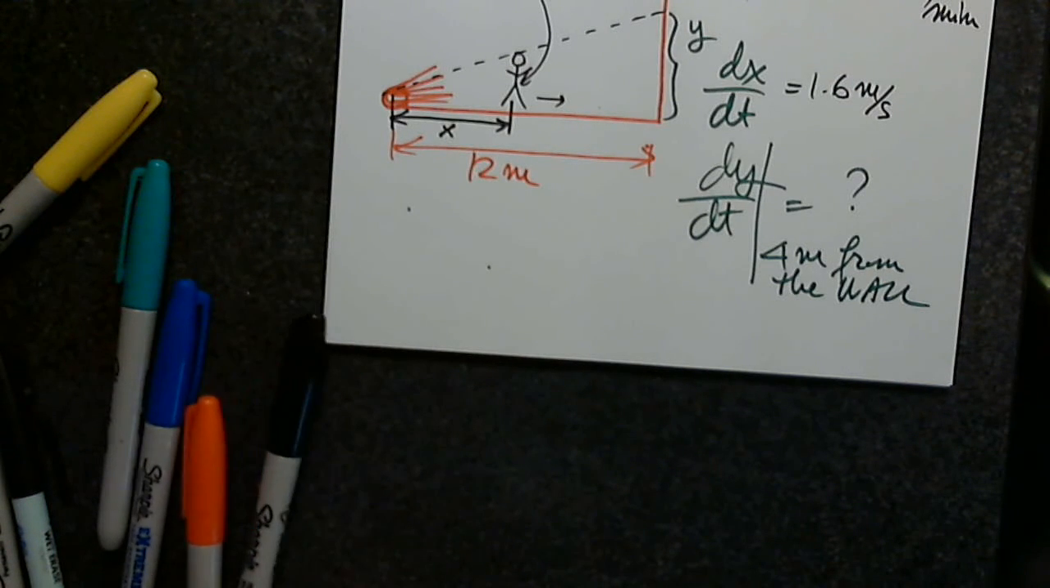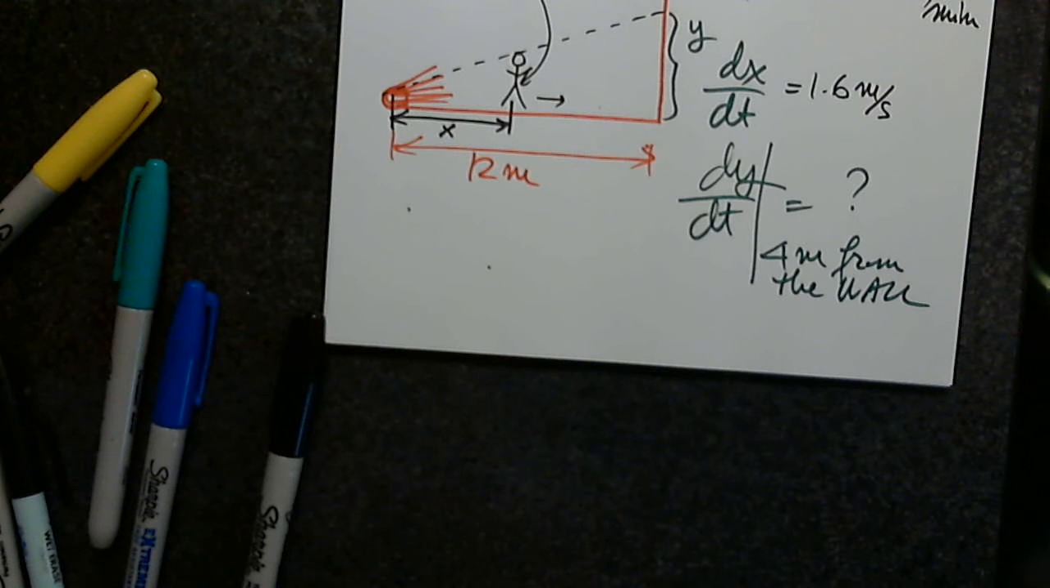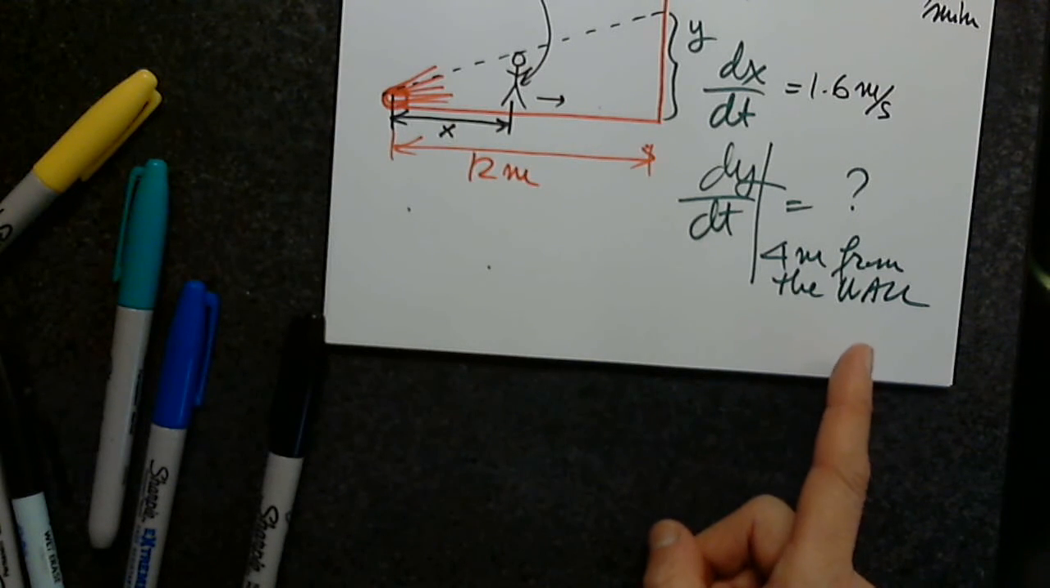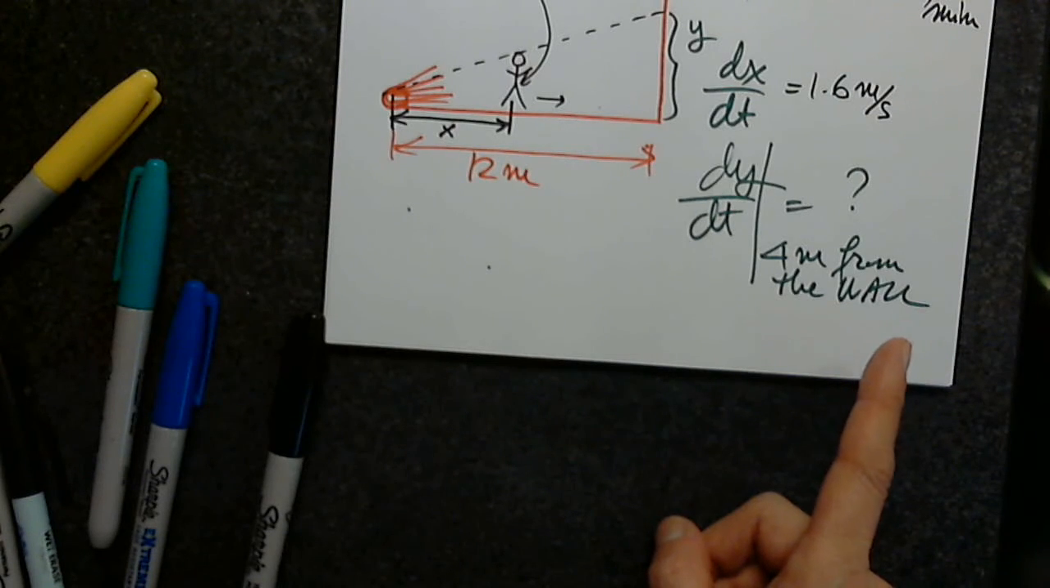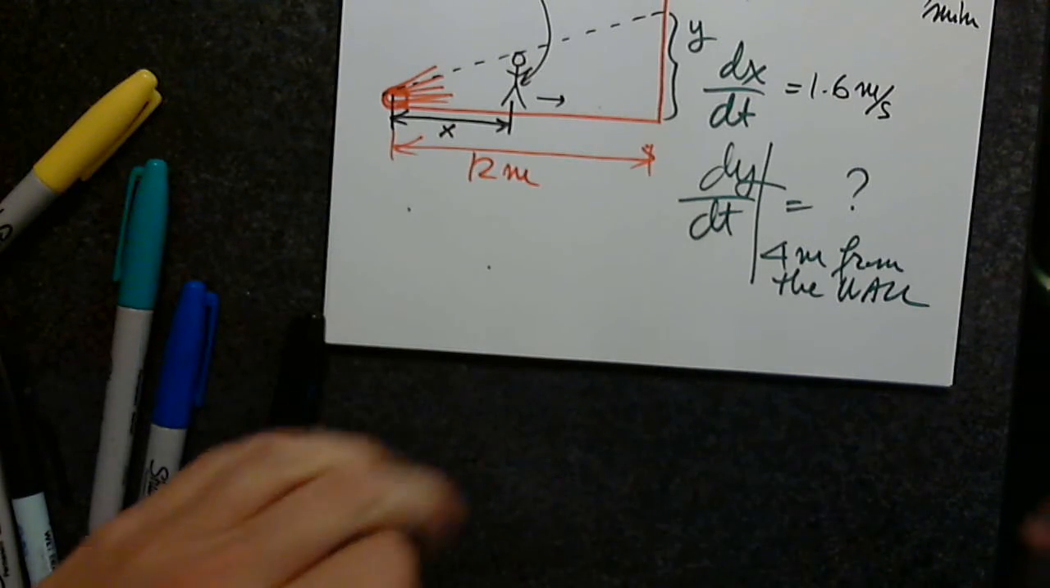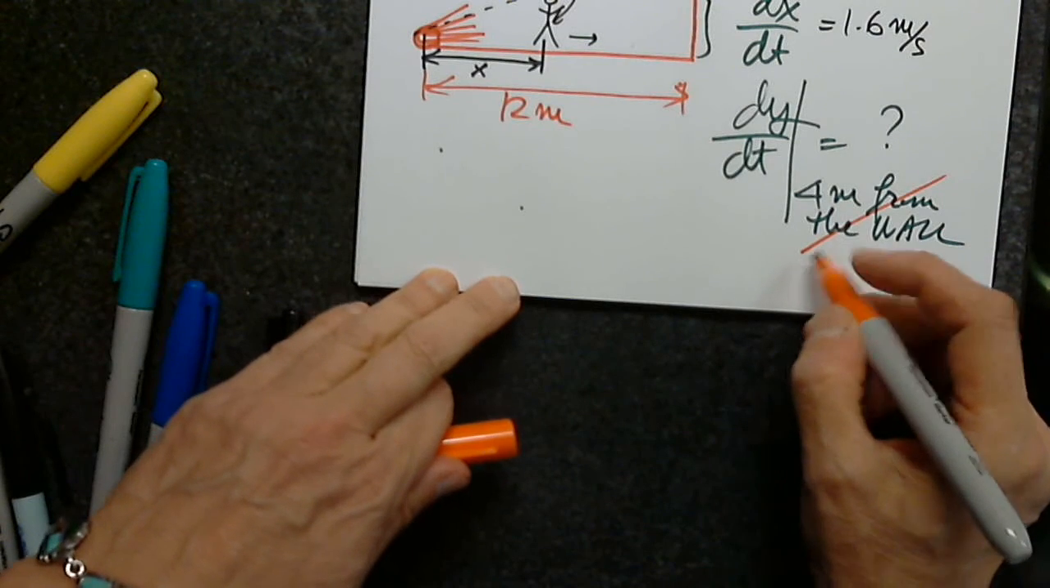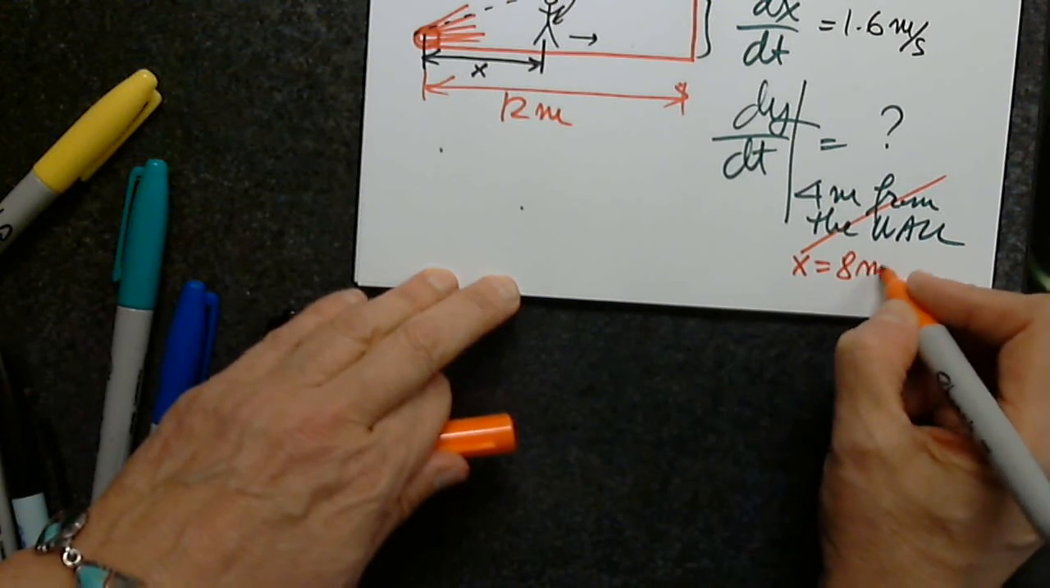Yes, correct. Should x be 4 meters? Because I mean, 4 meters from the wall. Exactly. Perfect. You're way ahead of me. I love it. So then when x equals 8 meters.